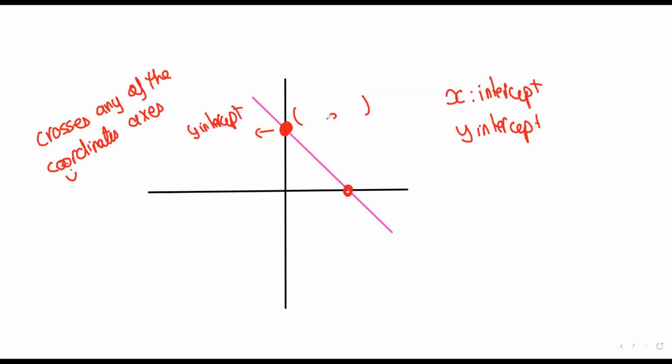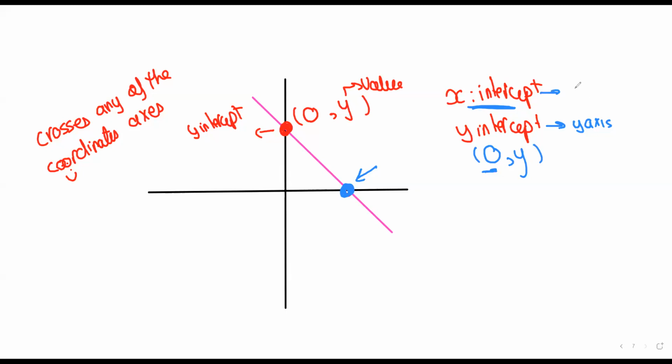Now, since this point is on the y-axis, the x coordinate is equal to 0, and then the y is whatever. So this has a value. This is the y-intercept. The line crosses the y-axis. And what is the x-intercept? The x-intercept is the point in which the line crosses the x-axis. So the y-intercept, the line crosses the y-axis, and the y-intercept is an order pair with an x-coordinate always equal to 0, and a y-coordinate equal to whatever.